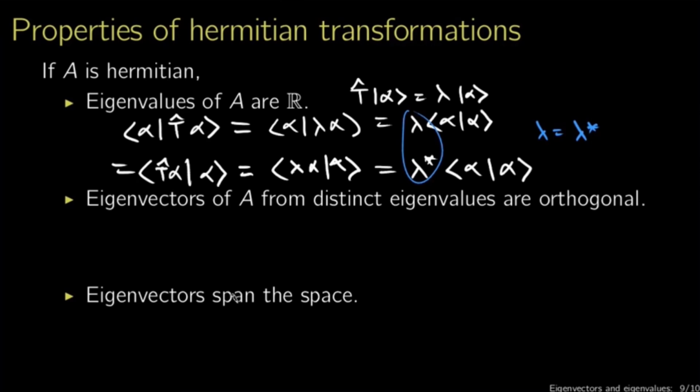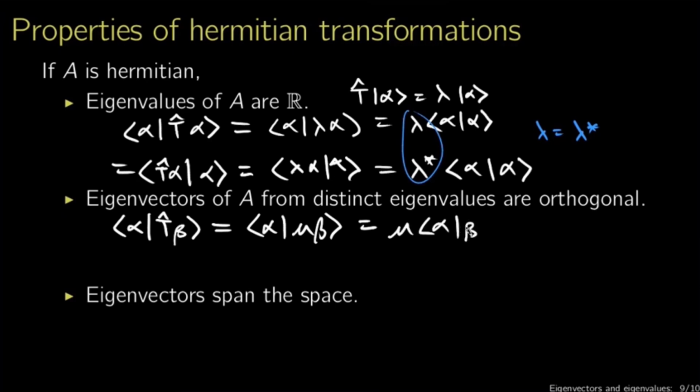The next key fact about Hermitian transformations is that the eigenvectors from distinct eigenvalues are orthogonal. And you can see that by much the same sort of reasoning we applied up here. Consider some eigenvector alpha, inner product with some Hermitian transformation acting on some other eigenvector beta. If I allow T to act on beta, I will get the eigenvalue associated with the eigenvector beta, and I'll call that mu. So this is going to get me mu times alpha inner product with beta. If T is Hermitian, I can just as easily as before allow T to act on alpha from the left.